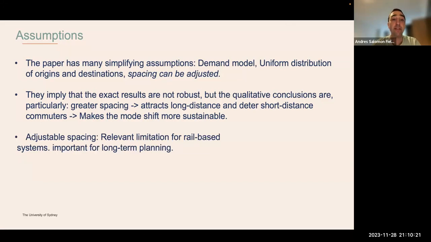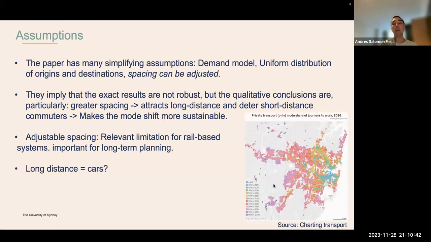We are assuming that spacing can be adjustable. That's quite simple for buses. For rail-based systems, it's of course a relevant limitation. It is still important for long-term planning because at some point you need to decide where to put the stations, but it could also have implications in terms, for instance, of express services, right? And we assume that long-distance travelers are car drivers. As I said at the beginning, that might be a strong assumption, but for instance, in Sydney, that's the case.